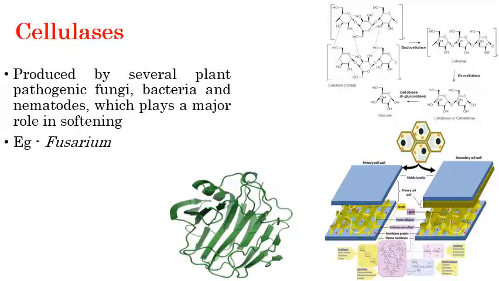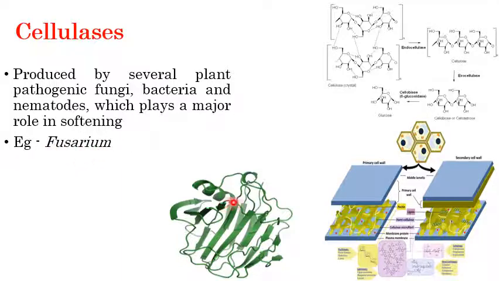So due to this, what will happen? Due to the softening, the plant cell wall loses its stability and capability to protect from harmful pathogens. So due to this, what will happen? The plant pathogens can easily enter into the plant system. This type of enzyme is produced by Fusarium.